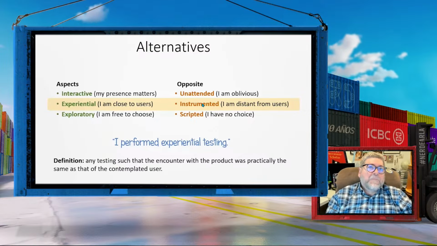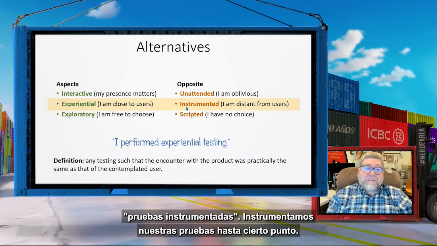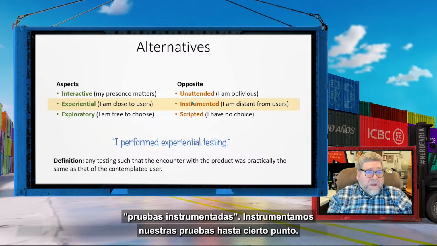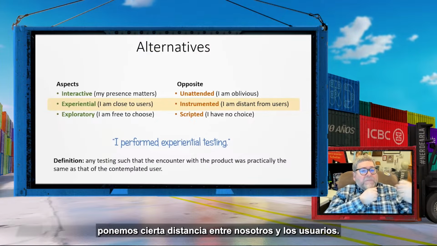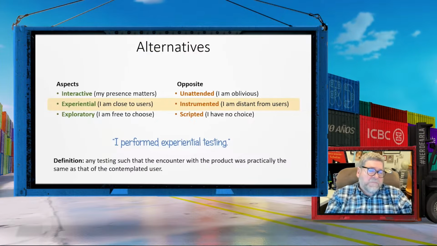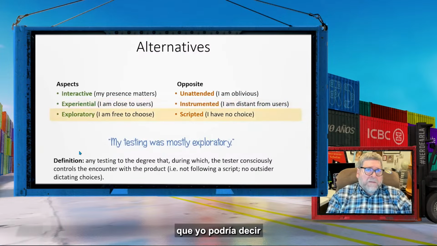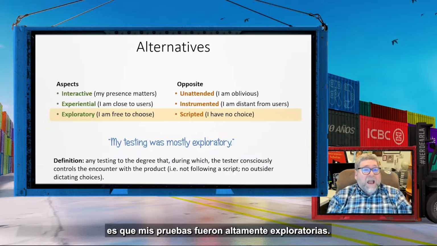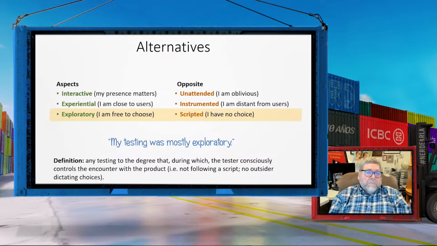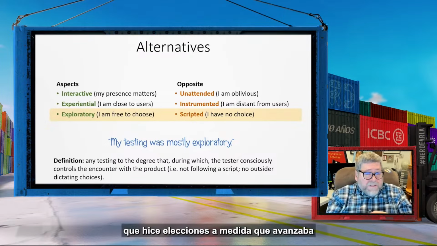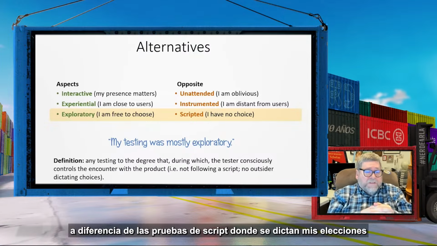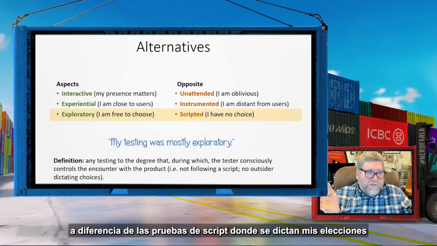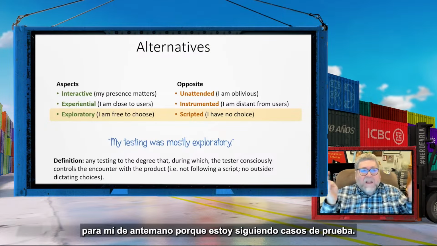So that's instrumented testing. We instrument our testing to some degree, but when we do that, we give up something. We put some distance between ourselves and the users. The final thing that I might say is that my testing was highly exploratory, meaning that I made choices as I went along, as opposed to scripted testing, where my choices are dictated for me in advance because I'm following test cases.